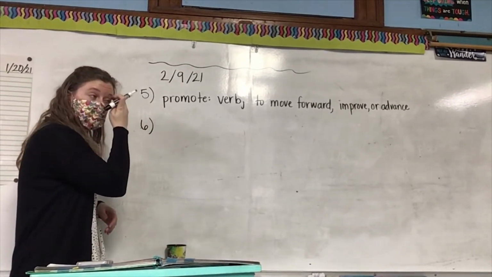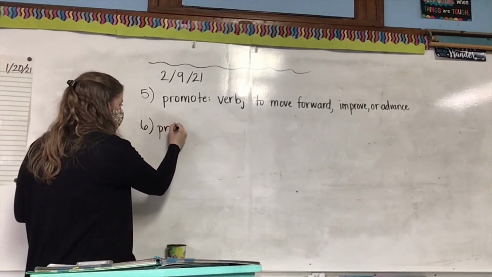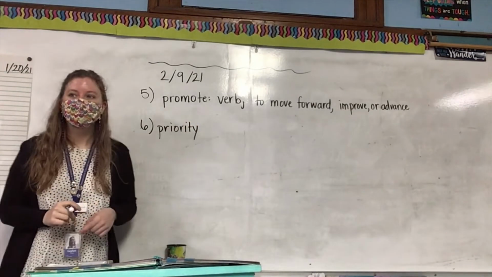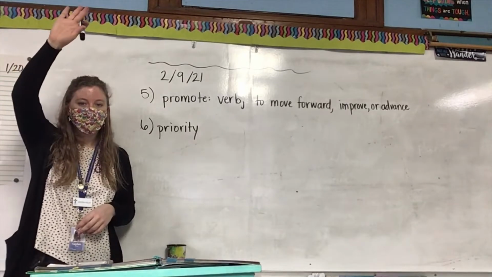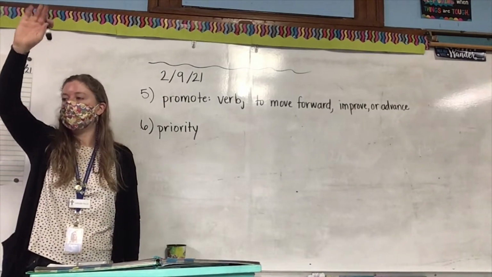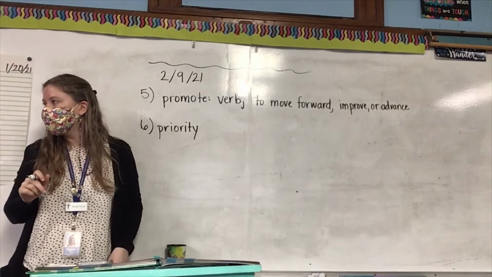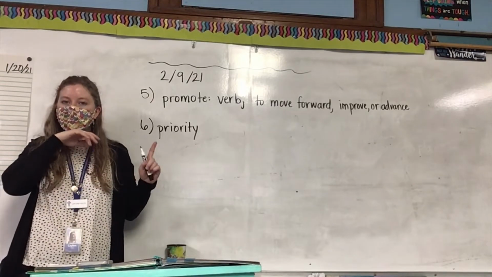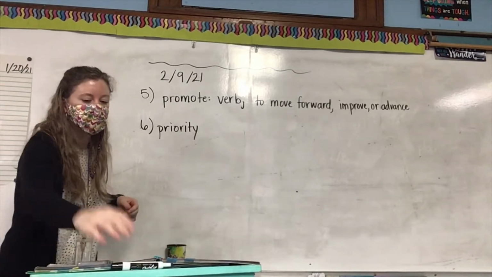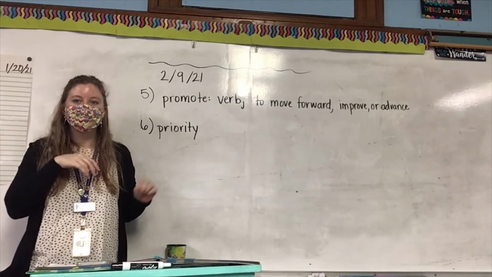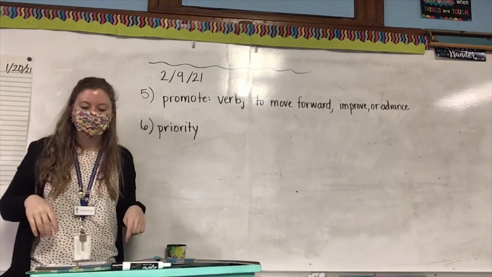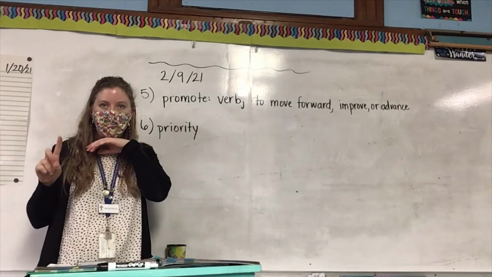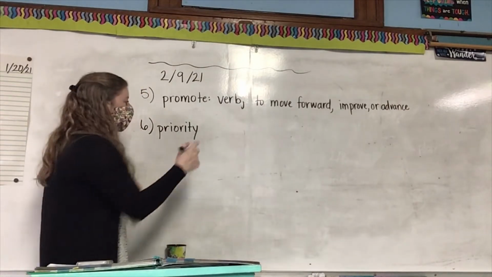Number 6 is the word priority. Priority. How many syllables does priority have? Aaron? 2. Not 2. What did you mean to say? 4. Wait, sorry, my fingers got messed up because of the marker. Priority. Priority. That's how many times my chin moves my hand down. Priority. Priority.